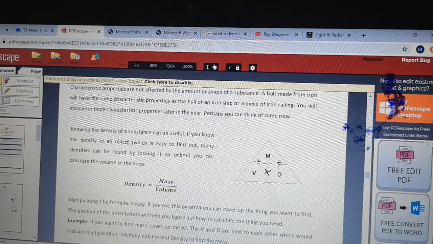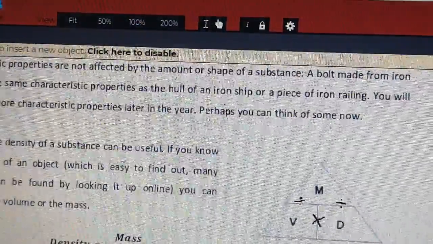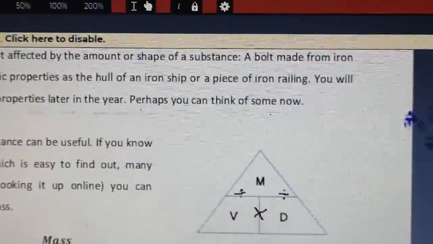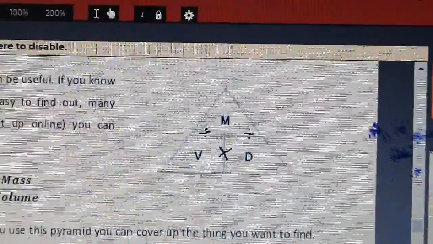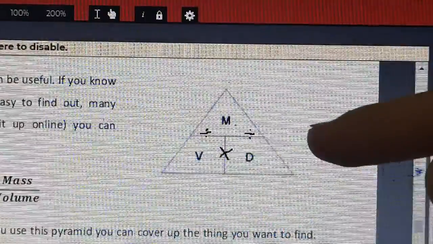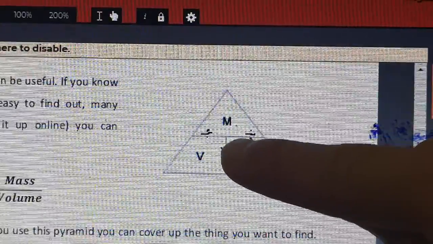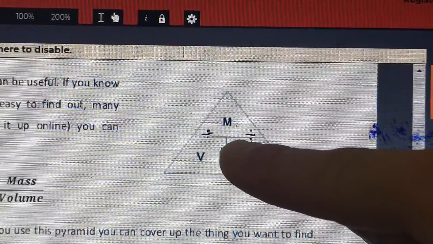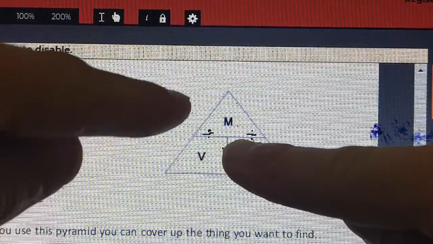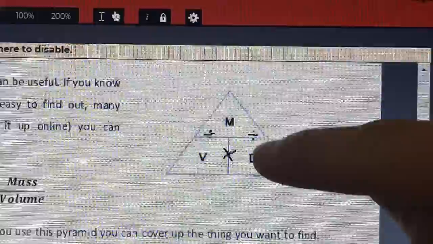Now to do the triangle equation here, I'm just going to focus on this triangle for a second. If I cover up the one I need, now which one did I need? Mass, volume, or density? The one I need to find is the density D. So I'm going to cover that D. Now what is left? Mass divided by volume. So I just do this on the calculator and I will find the one I need, density.